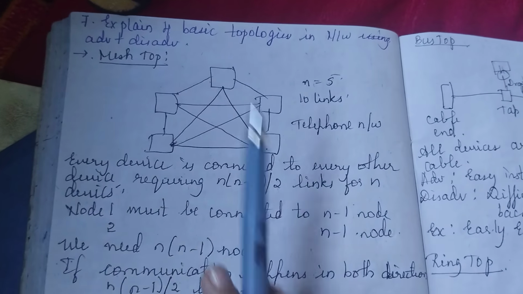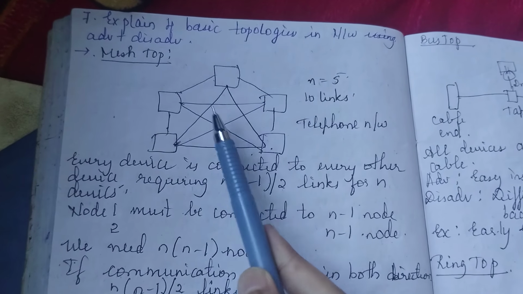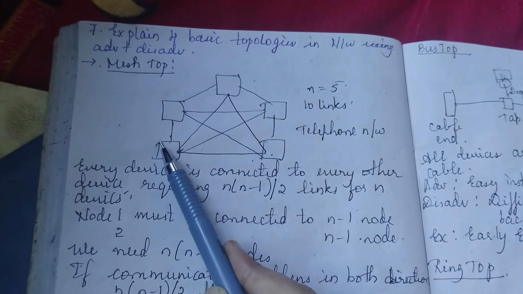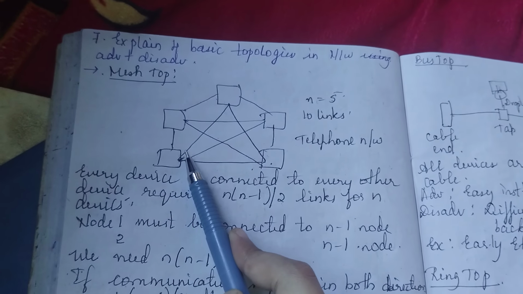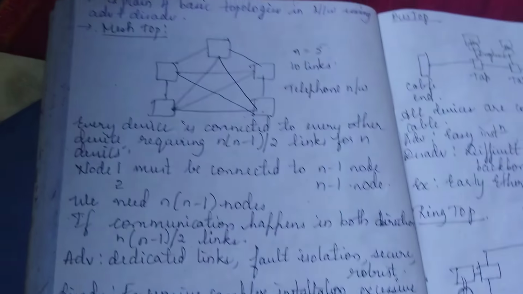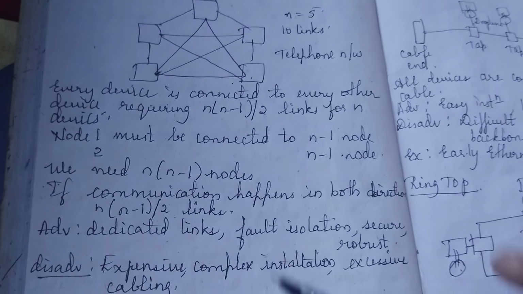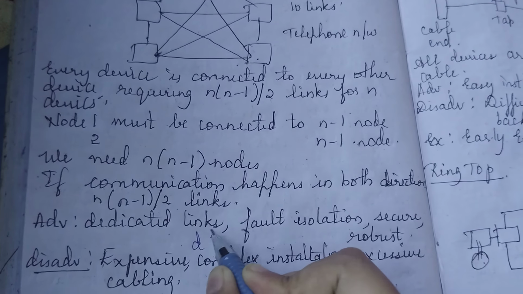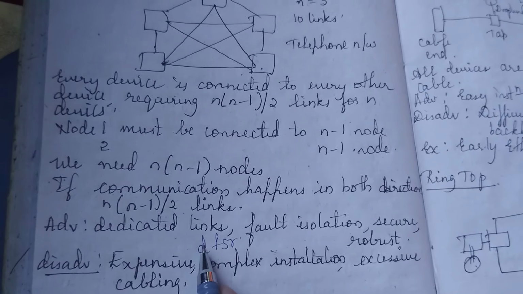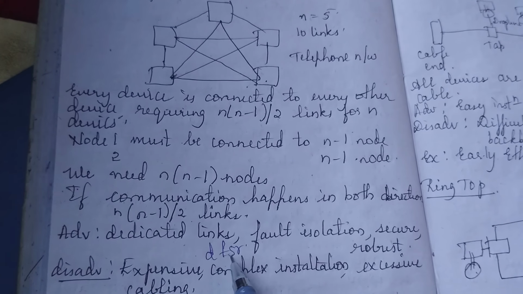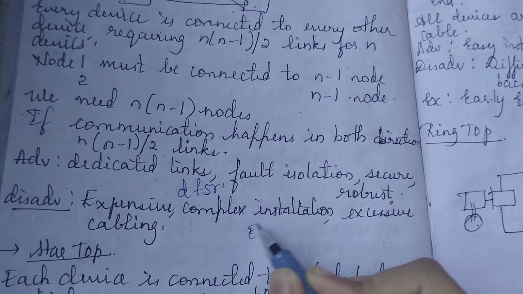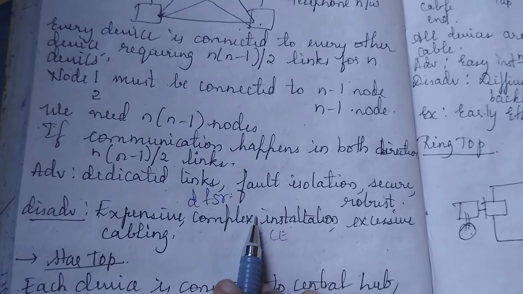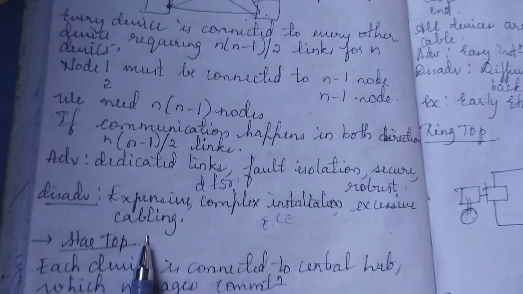The formula is n into n minus 1 by 2. How is this? See, for one device it is n minus 1 nodes, for two devices it will be n minus 1 nodes only. Similarly, for n devices it is n into n minus 1 nodes. Okay, the advantages here, I have a trick for it: DFSR. D stands for dedicated links, fault resolution, secure and robust. And the disadvantages also, it is ECE: expensive, complex installation and excessive cabling.